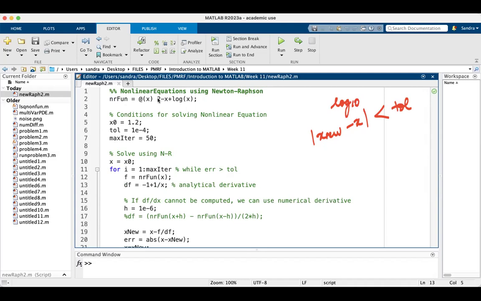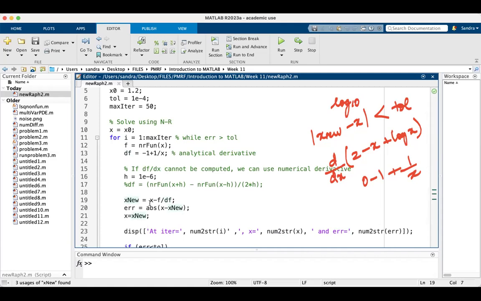Analytical function value is what? You have to take the derivative of this. So the derivative of d by dx of 2 minus x plus log x is nothing but 0 minus 1 plus 1 by x. That's exactly what is given here, minus 1 plus 1 by x. So this is an analytical derivative.